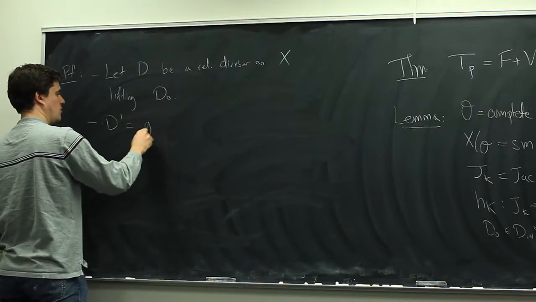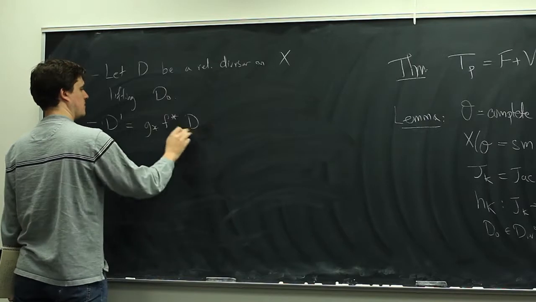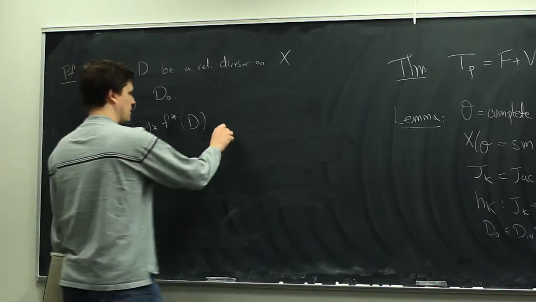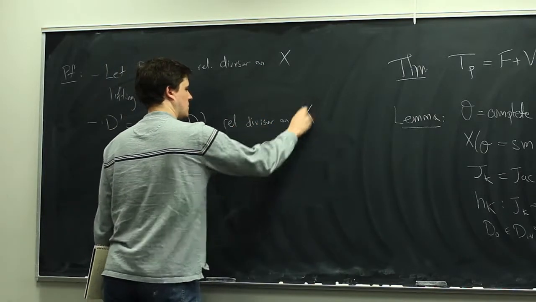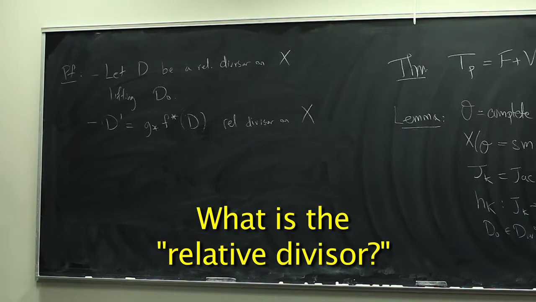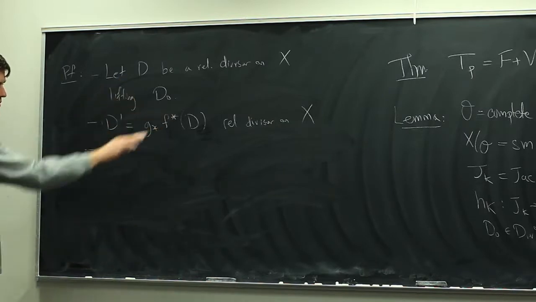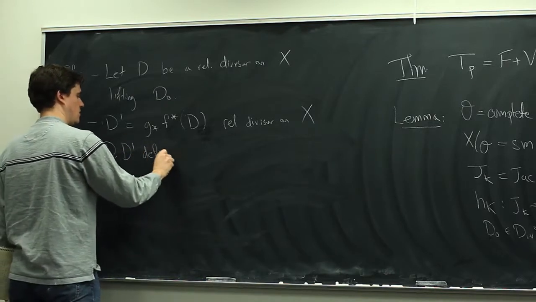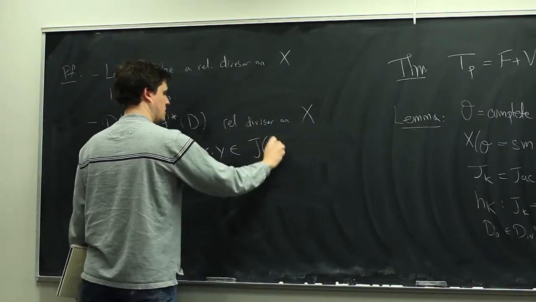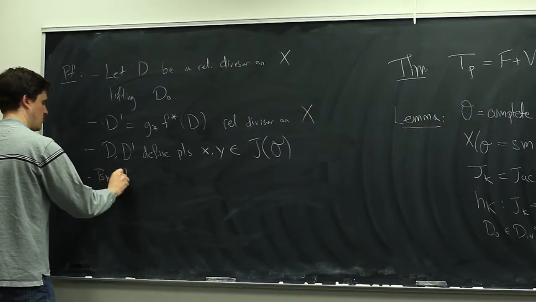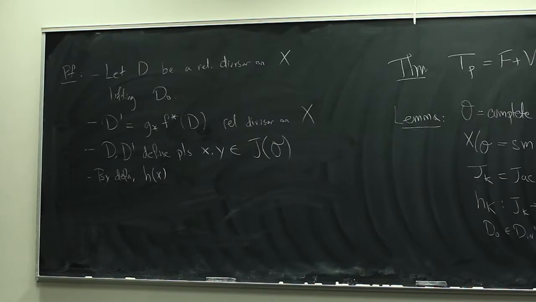And I'll let D' be the push forward pullback of D. You have to give some definitions for what this means in the relative situation, but you can do this. And this is again a relative divisor on X. It should be flat over the base and a divisor in each fiber. Okay, so these two define points in the Jacobian J. So D, D' define points x and y in J. And by definition, H of x is again a section of J over O, and it's the unique section extending what it is in the generic fiber.